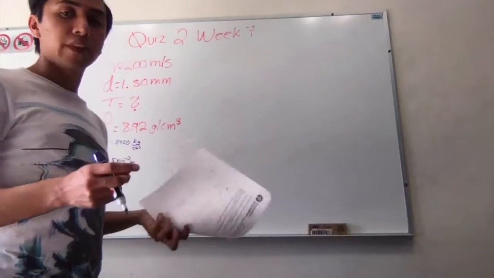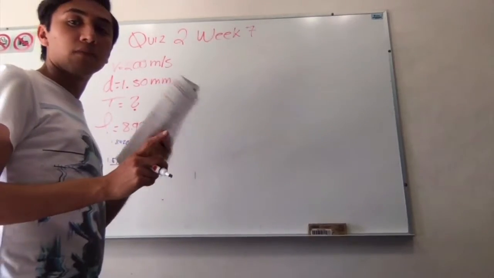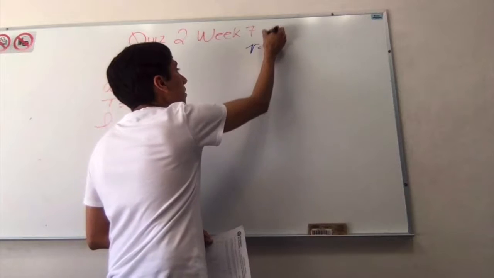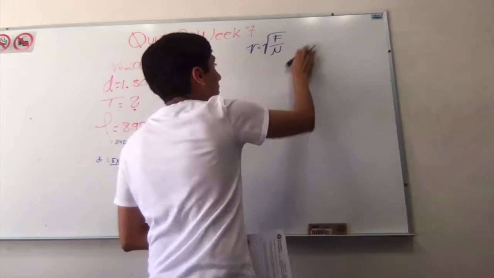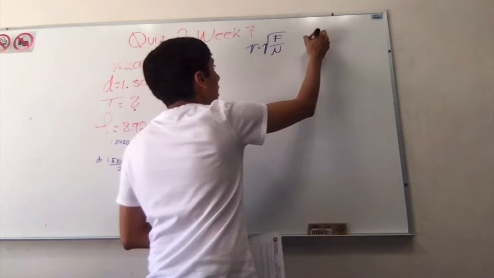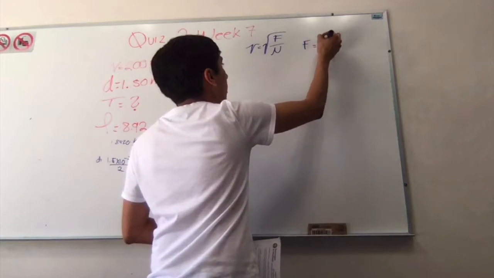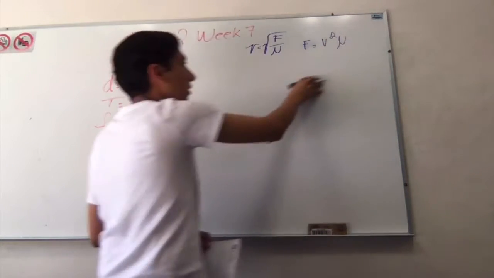Okay, so now we put the formula that relates velocity and tension, which is velocity is equal to the square root of tension over mu. So we just clear here for tension, and it would be tension equal to velocity squared times mu. Okay, so we have this.